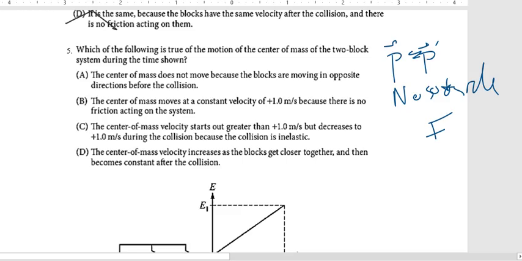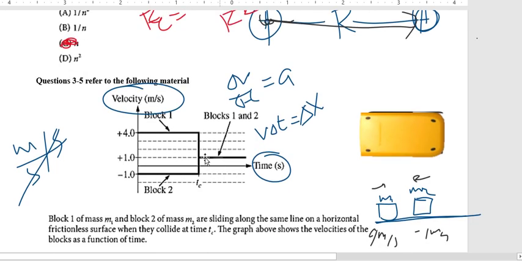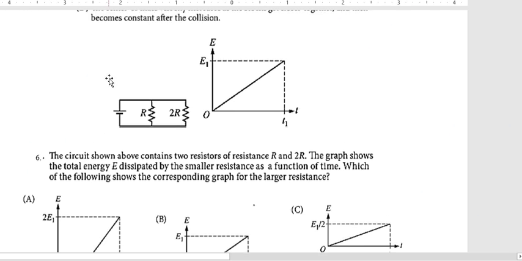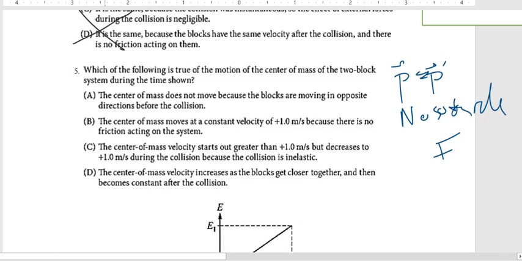That's the only forces. So it says the center of mass does not move because the blocks, well, we know that's not true because the whole system's moving at the end of this. So yeah, see how it's moving at the end, so it can't be A. Okay, the center of mass moves at a constant velocity of 1 meter per second because there's no friction acting on the system. Well, that seems pretty close, but we'll see.